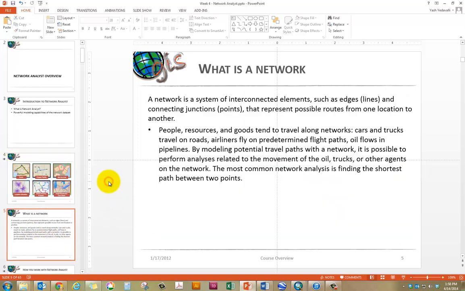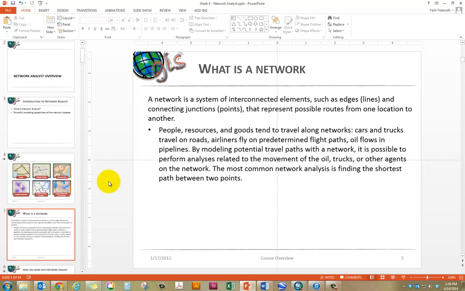So what is a network? It is nothing but a street network. If you talk about a street network, you talk about interconnected elements such as lines and junctions and possible routes from location to location. So it's a very complicated network. Even though you're talking about streets, it's extremely complicated.